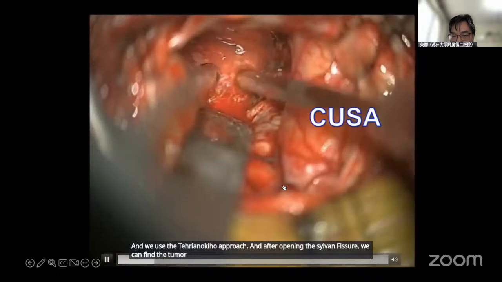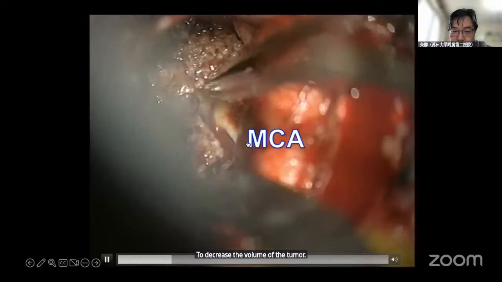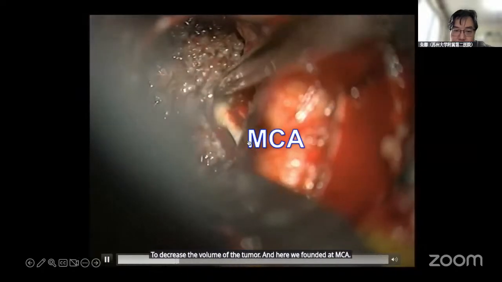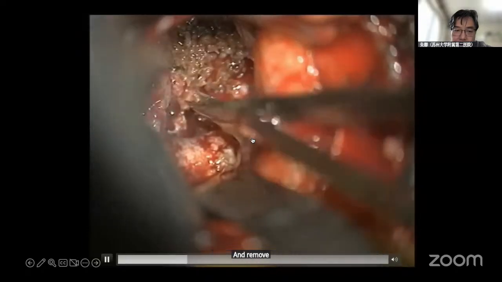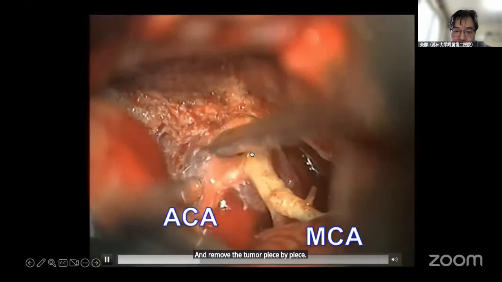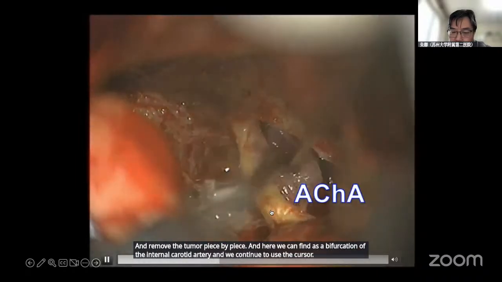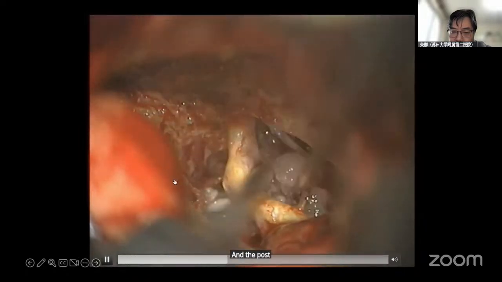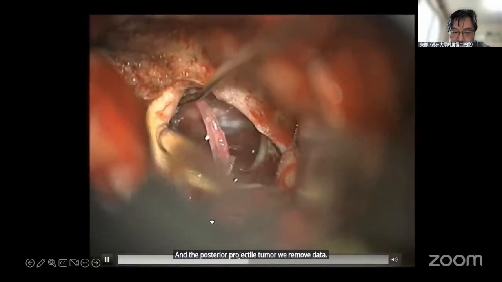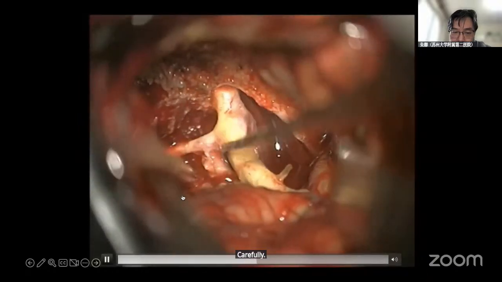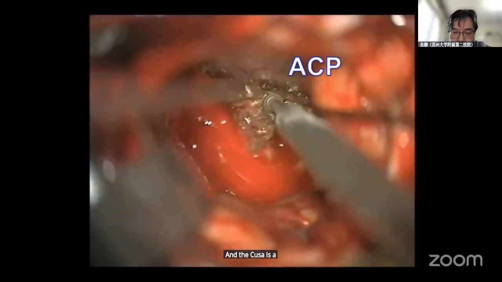We use the CUSA to decrease the volume of the tumor. And here we found the MCA and preserve it carefully and remove the tumor piece by piece. Here we can find the bifurcation of the internal carotid artery, and we continue to use the CUSA. The posterior projecting tumor, we removed carefully. The CUSA is a very useful tool for the resection.